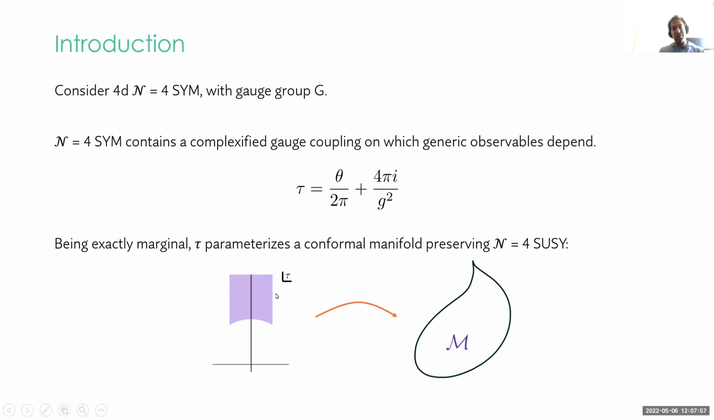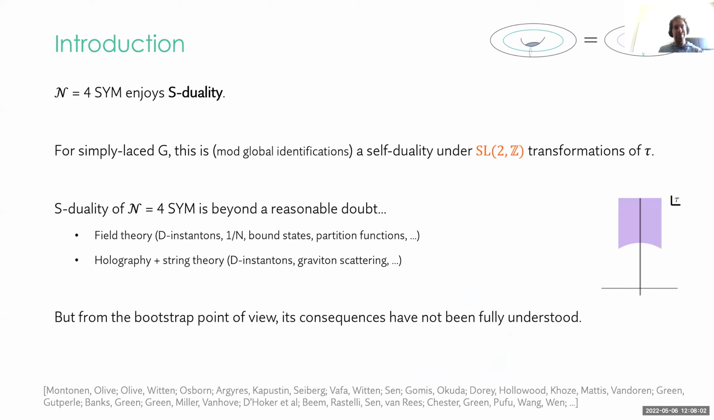Now I've highlighted the fundamental domain in the upper half plane under SL(2,Z) because this theory enjoys S-duality. When G is simply laced, this is a self-duality of these observables under SL(2,Z) transformations of tau, rather I should say of the theory. There are some global identifications that modify the statement for global extended objects, but we won't talk about that today. And so the point of view of the project of this talk is that S-duality of this theory is beyond a reasonable doubt, and we should try to understand its implications for the observables of the theory.